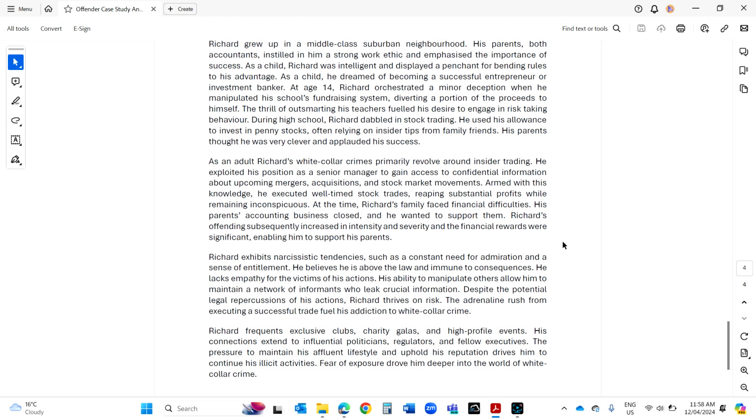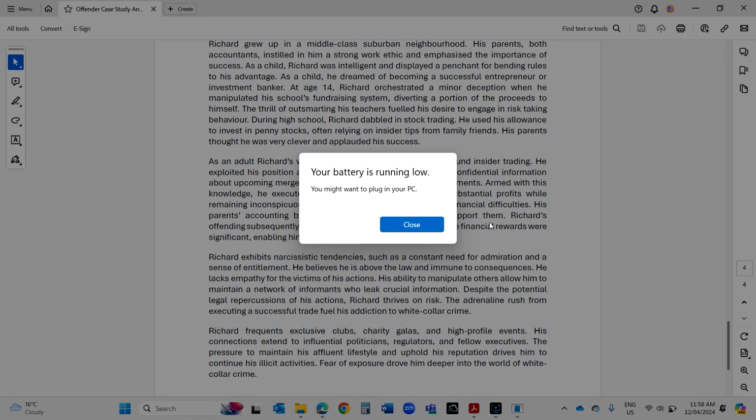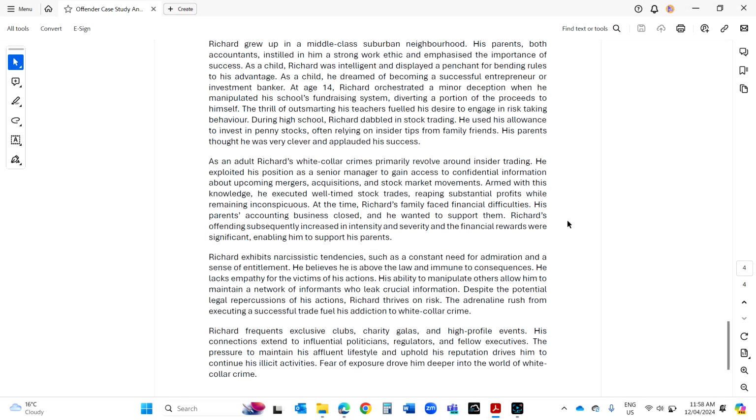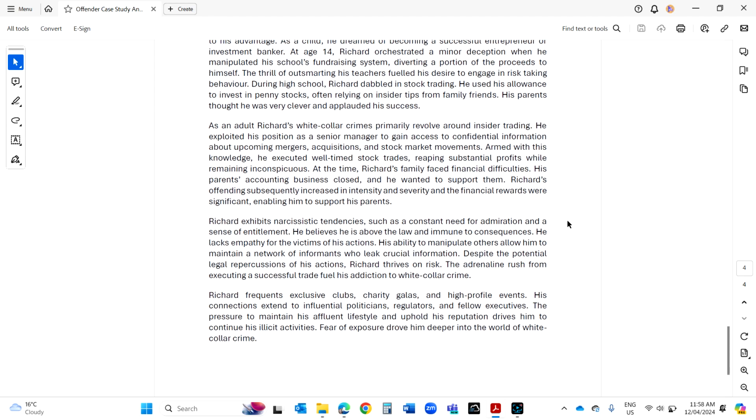At that time, Richard's family faced financial difficulties. So remember that they were middle class, they were doing quite well, but here they find themselves in some financial struggle. And the parents' accounting business closed down, so Richard wants to help them out. He subsequently increased the intensity and severity of his offending in order to help his parents.